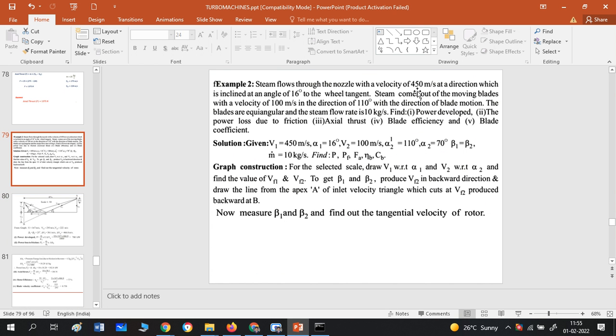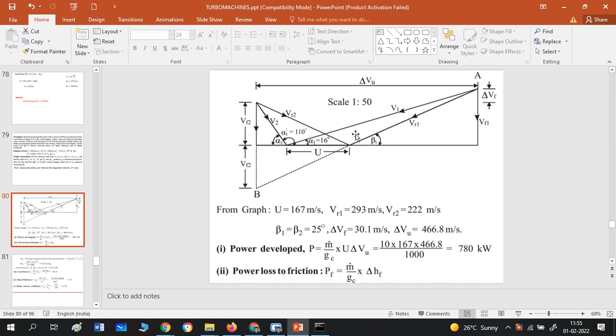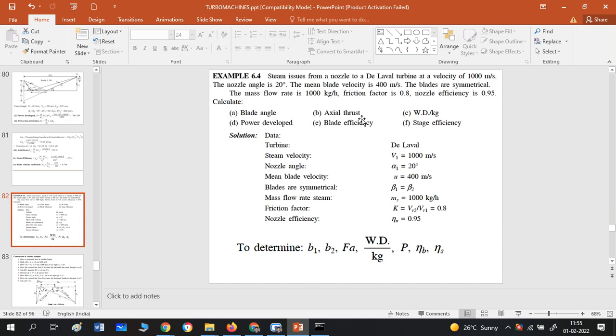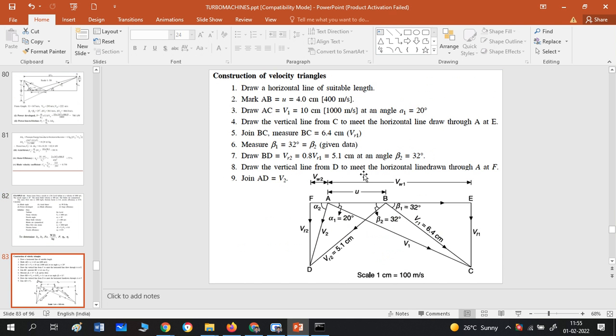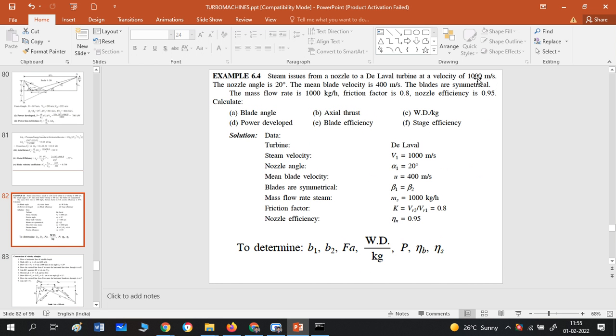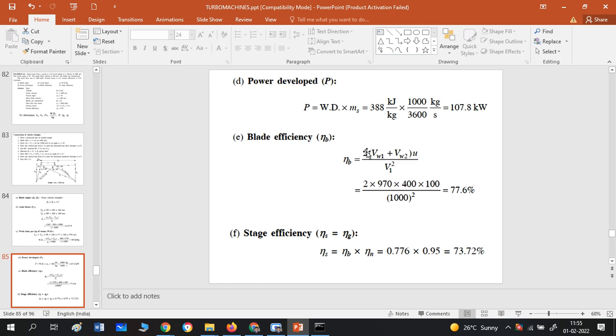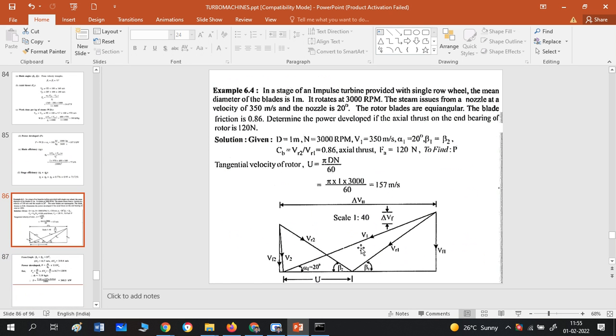One more problem I'll show you, to see how they have taken the scale. If the values are near 500, see here, now it is half: 450 meter per second, 100 meter per second. No values are in 1000. So what scale have they taken? 1 is to 50. So if it is near 500, you take 1 is to 50 scale. If it is near 1000, you take 1 is to 100 scale. You can see 1 is to 100 scale because the problem values are in 1000. Like this, they have decided the scale.